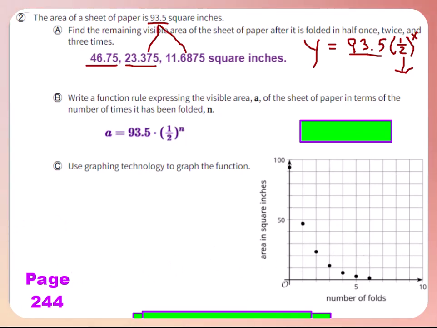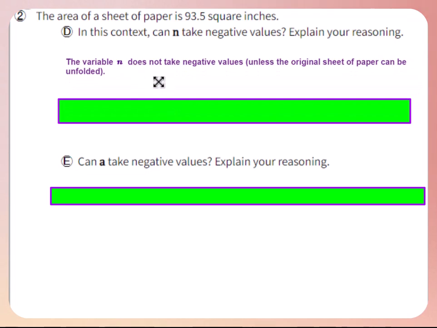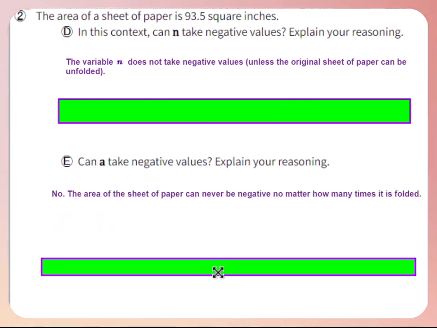Anything that I've said that you don't understand, ask questions. The area of a sheet of paper is 93.5 square inches. In this context, can n take negative values? So what do you think? Can area be negative? n cannot be negative because area cannot be negative, unless we can unfold the original sheet of paper. I don't think that's possible. Can A take negative values? No, the area can never be negative. Area has to be positive. No matter how many times it's folded, we're not going to ever be negative.